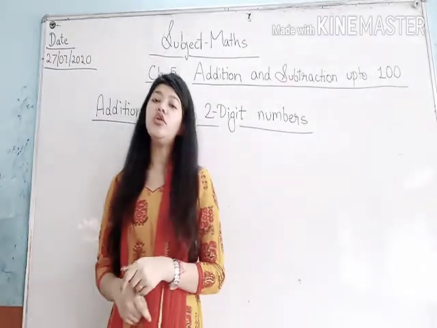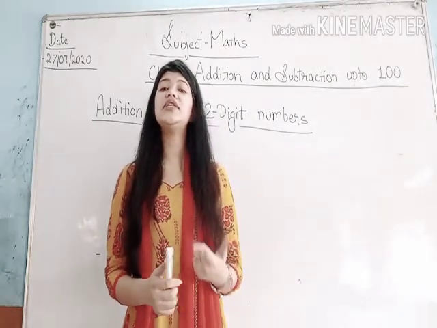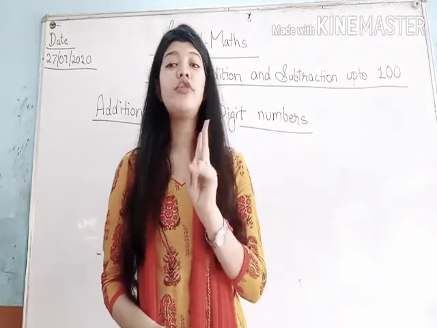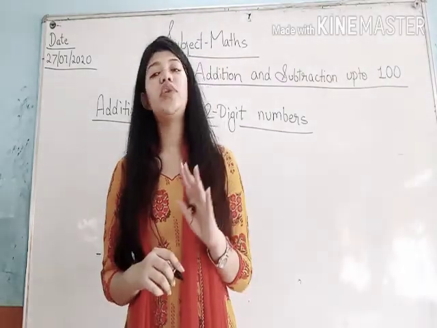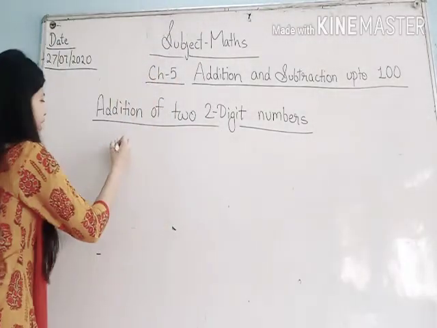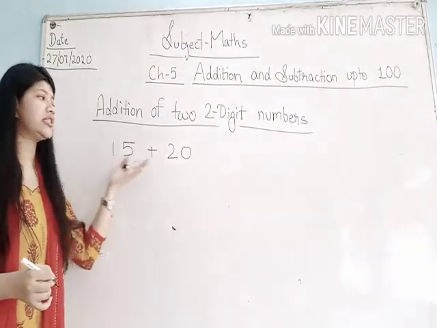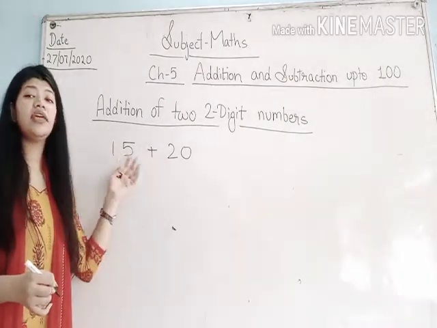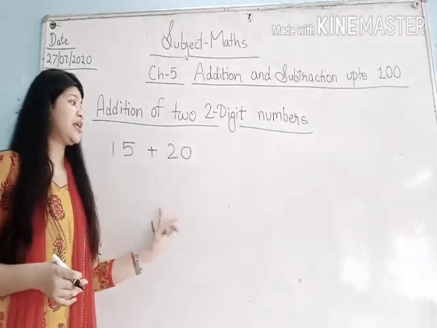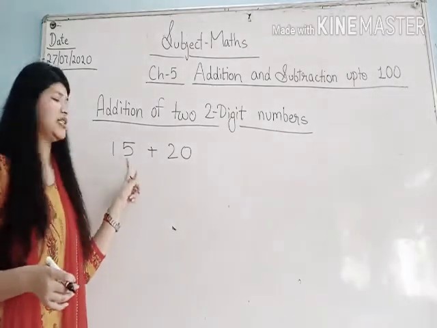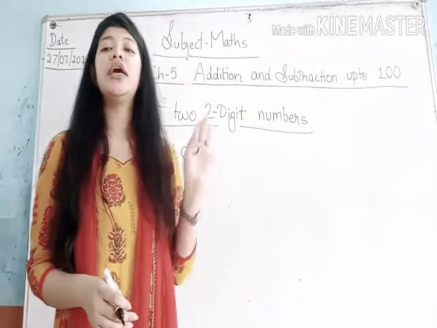Now students, you know what is a two-digit number? And what do you mean by adding two-digit numbers? It means adding two numbers of two digits. For example, if I told you to add the numbers 15 and 20. Now students, these are two-digit numbers. And how many are there? 2. So we will read it as two-digit numbers. Means there are two numbers of two digits. Clear? Now let's learn how to add such numbers.